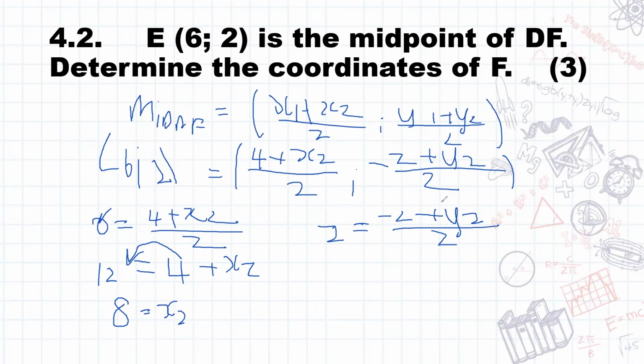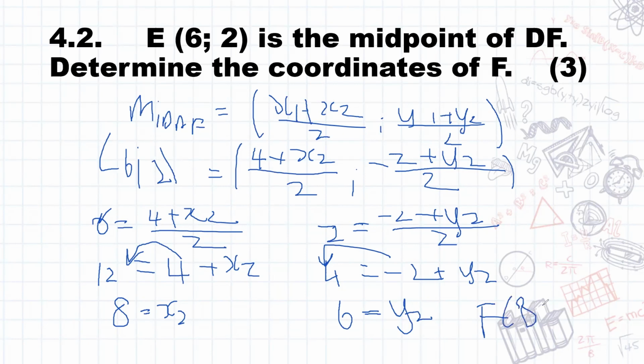And here I'll do the same thing. So 2 times 2 is 4, and then I'll have -2 plus y2. Take the -2 to the other side, becomes a plus, so I'll have 6 is equal to y2. So our coordinate F is (8, 6). Okay, so that's 3 marks: one for the method, in other words, the substitution, and then one for each part of the coordinate that you have found. So one for the x value and one for the y value.